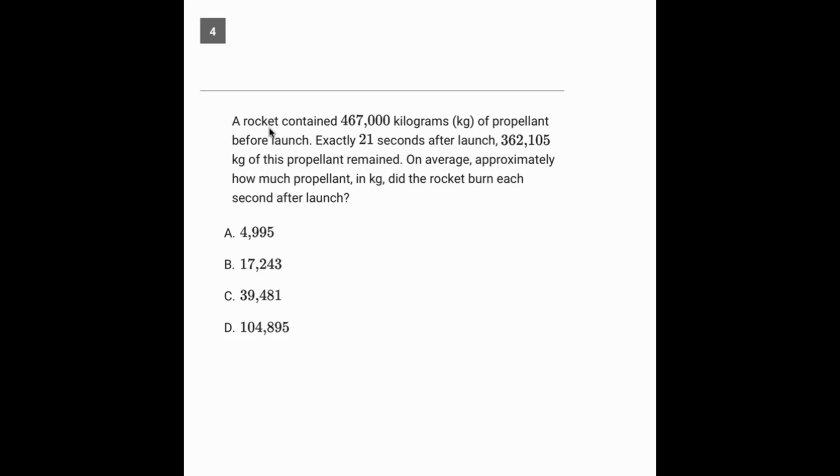Going over to question 4 now, here we're hearing about the amount of propellant in a rocket. We're seeing that at 0 seconds, which is just the initial part of the problem, there was this much propellant, and after 21 seconds, there was this much propellant. And sort of the inherent X is the number of seconds, and the inherent Y is the amount of propellant. Then we're being asked, on average, how much propellant was being burned per second.